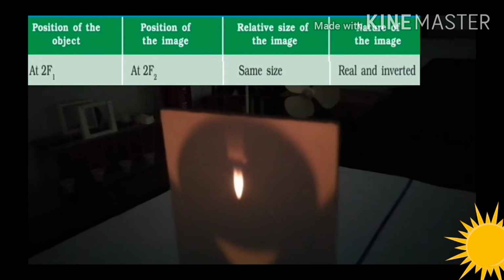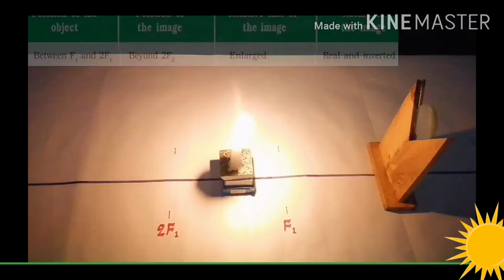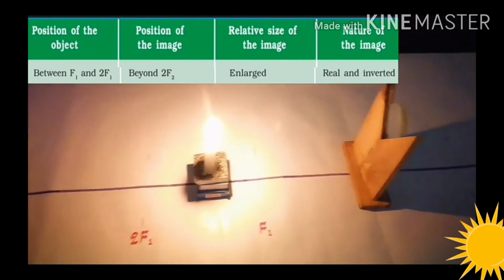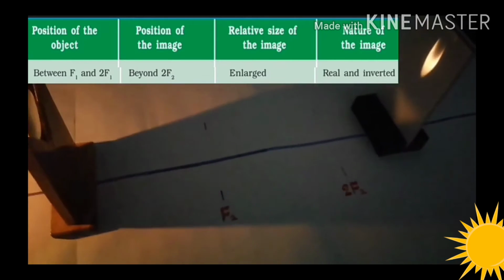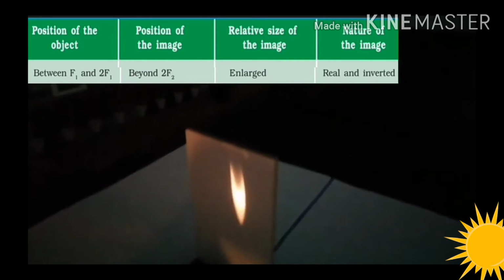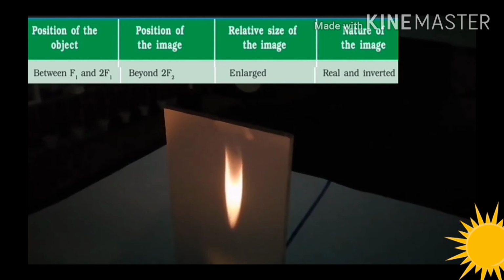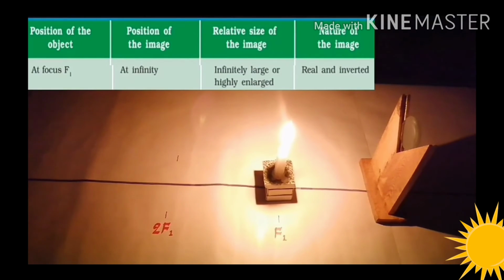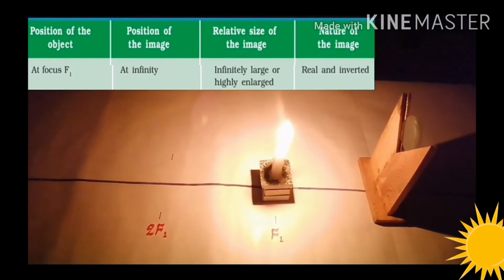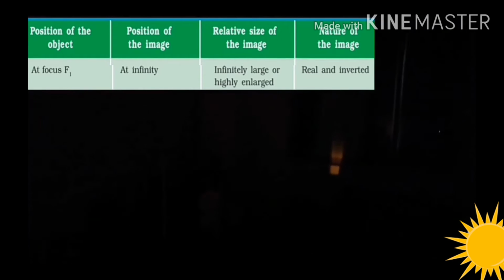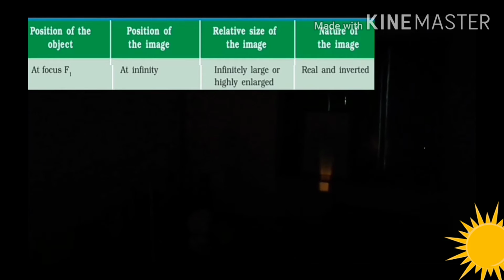When the object is between f1 and 2f1, the image formed is beyond 2f2, and the relative size of the image is enlarged, and the nature of the image is real and inverted. When the object is at focus or f1, the position of the image is at infinity, and the image size is infinitely large or highly enlarged, and the nature of the image is real and inverted.